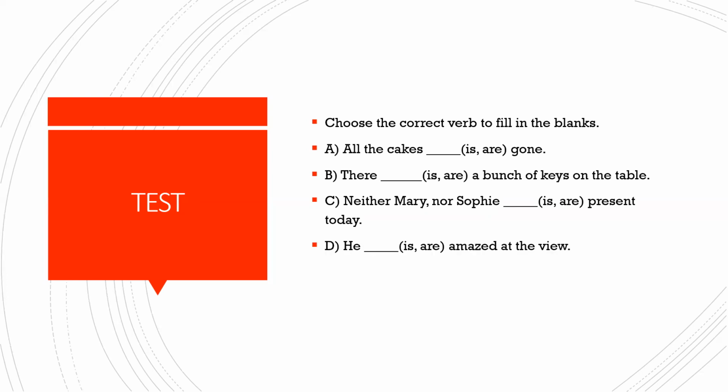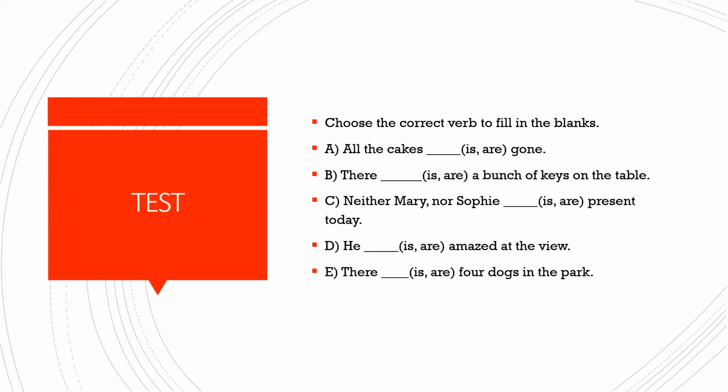Look at this one. He is amazed at the view, or he are amazed at the view. Look at the subject, read the entire sentence, and try to decide whether the writer meant you to think of the subject as a singular one or a plural. There is 4 dogs in the park, or there are 4 dogs in the park. What do you think?